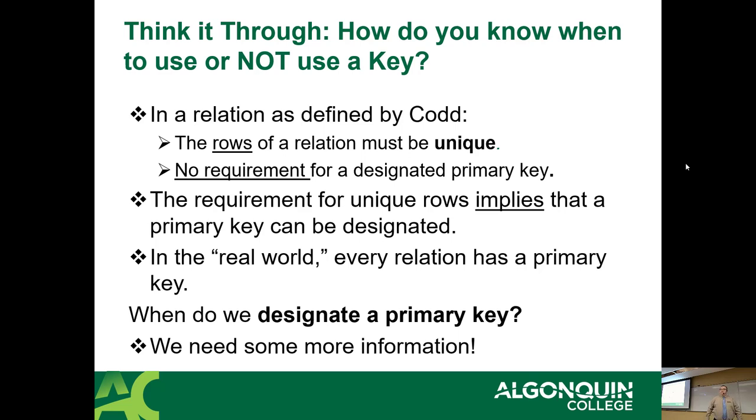However, the second you say that every row must be unique, it implies that a primary key can and probably should be designated. Just because you can doesn't mean you should. In other words, just because you can choose to not create a primary key doesn't mean you shouldn't create said primary key. So in the real world, every database table will have a primary key. Why? Because computers like them.